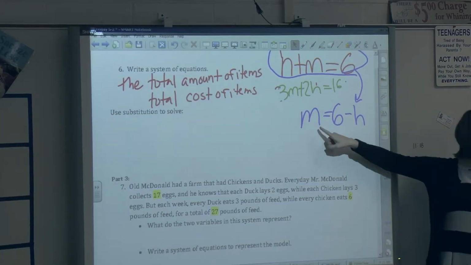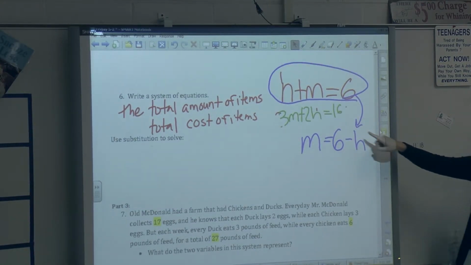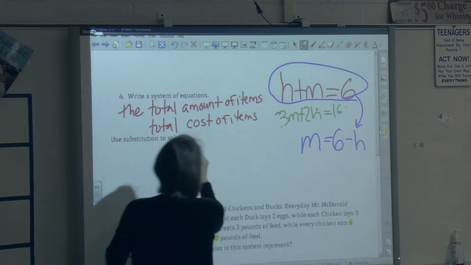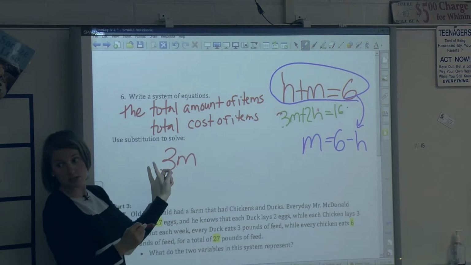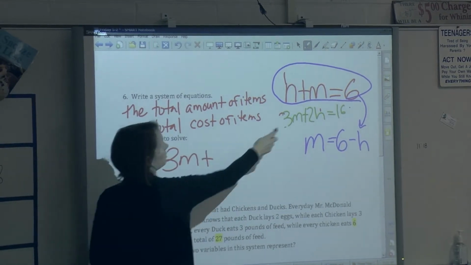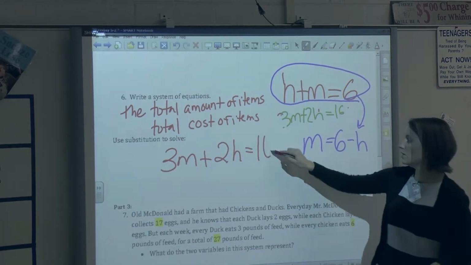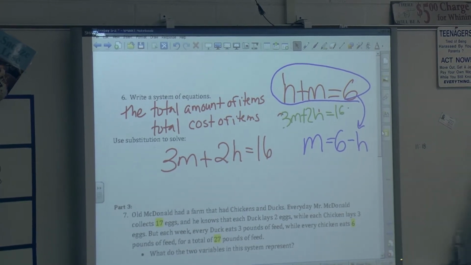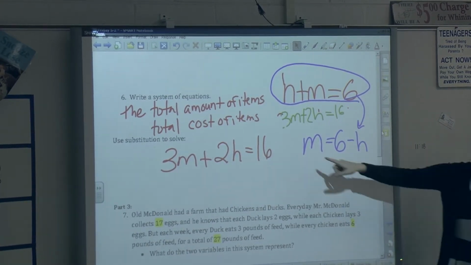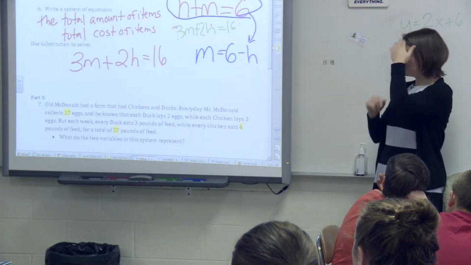So now that we know that M is equal to six items minus however many Hershey bars we bought, right? We know that this equation is that each bag of M&Ms costs $3 plus $2 for each Hershey bar equals $16. Do we know, and I know this is going to be a stretch, what M is equal to here? Yes.